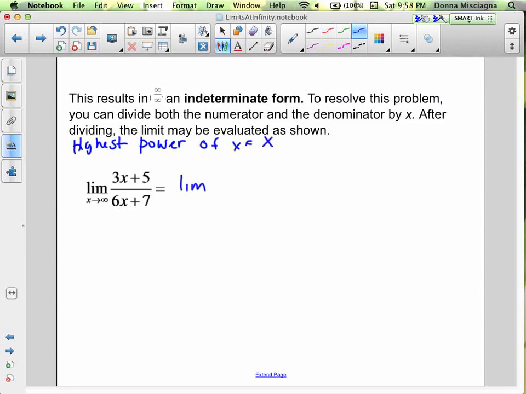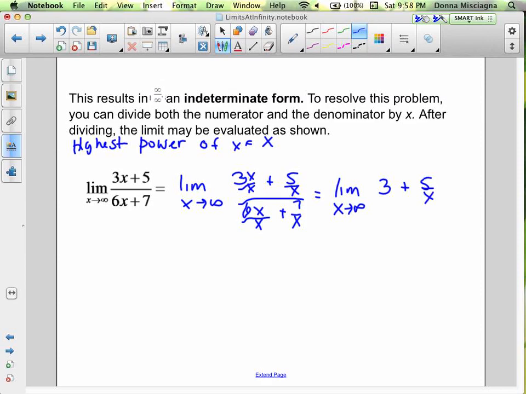So we have the limit as x approaches infinity, 3x divided by x plus 5 divided by x, divided by 6x divided by x plus 7 divided by x, which is the limit as x approaches infinity. 3x divided by x is going to be 3. Can't reduce that any further. 6x divided by x is going to be a 6. And can't reduce that any further.